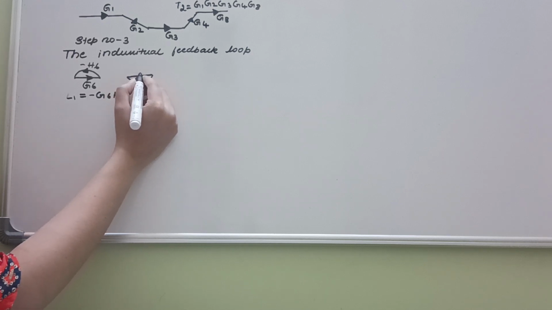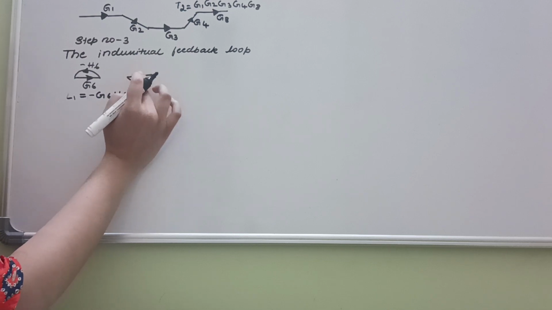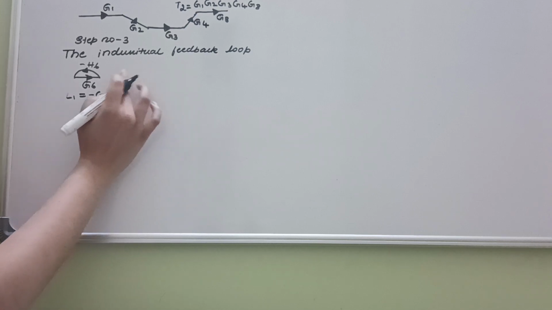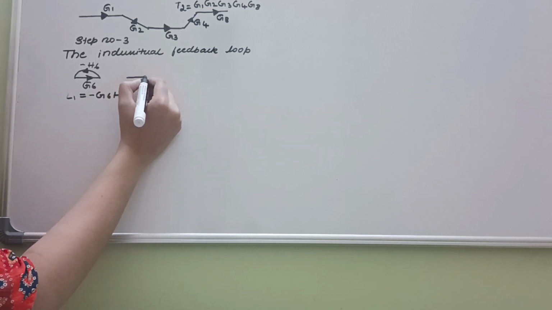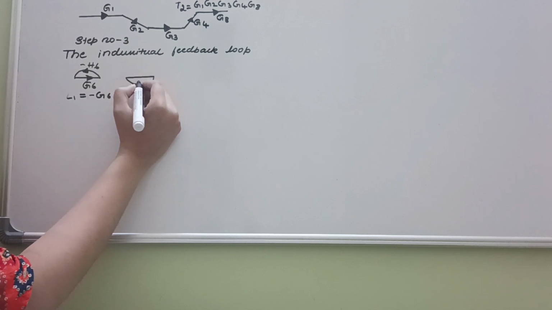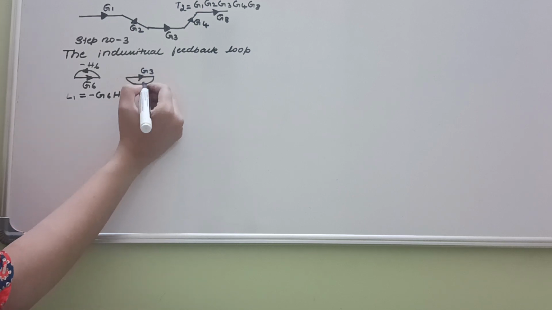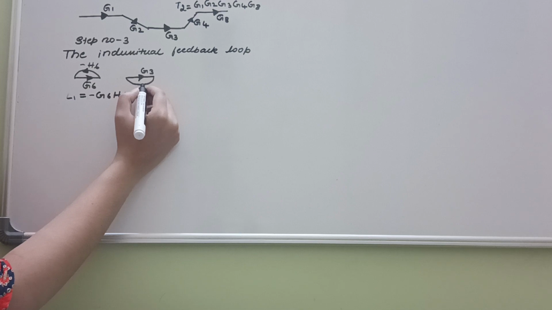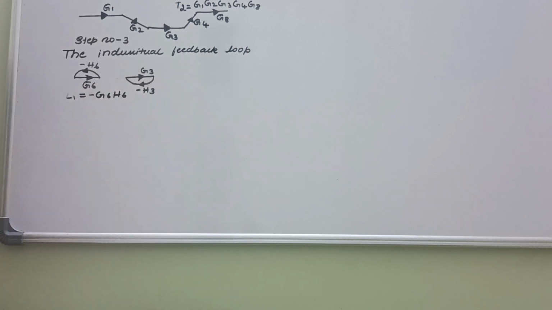So how it is in the diagram, I'm writing the same. It is nothing but G3 and minus H3. G3 and minus H3, right? So these two are my loops. Which loop? That is the individual feedback loop.